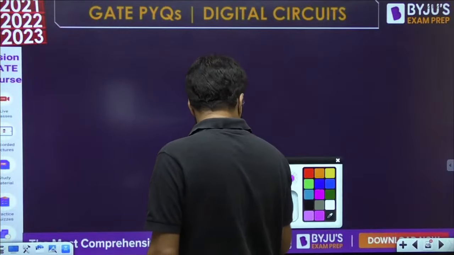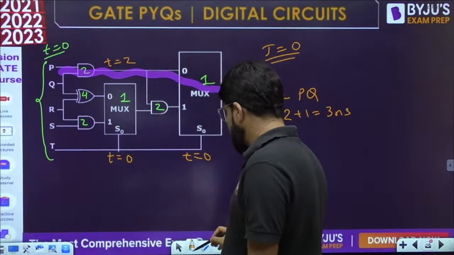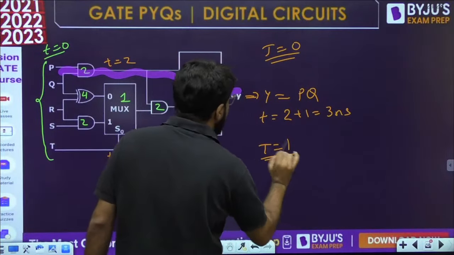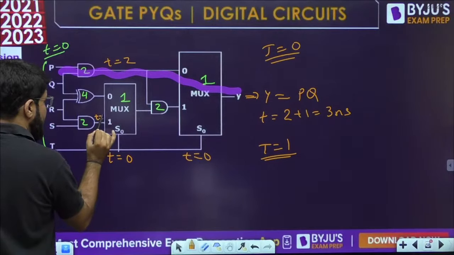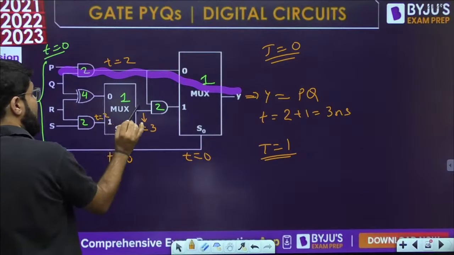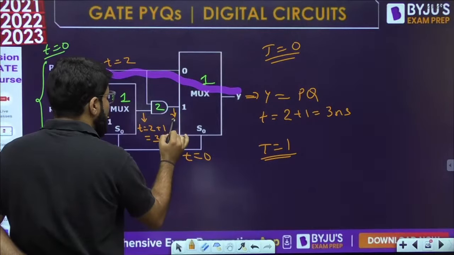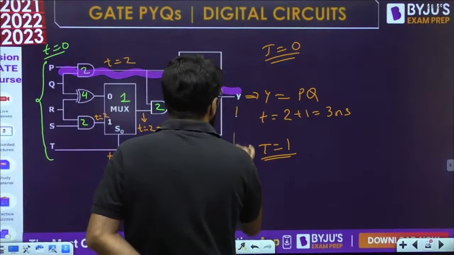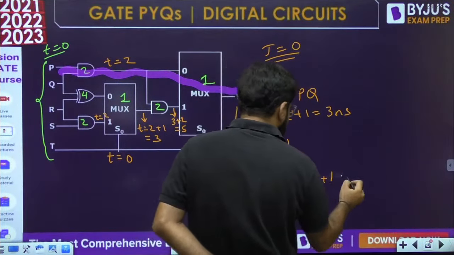Now let us take the next case, if t is equal to 1. For t equal to 1, what is going to be the data path? Let's see. If t is equal to 1, we know that the I1 input will be taken for the multiplexer, and this input is ready at t equal to 2. Then this line will be ready at 3, that is 2 plus the delay of the multiplexer. Then this will be available at 3 plus the delay of the AND gate, 2, so this is available at 5. And then the final multiplexer will take one more nanosecond, so this Y will be available at 5 plus 1, which is 6 nanosecond.